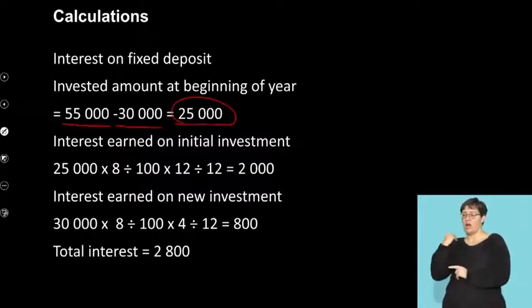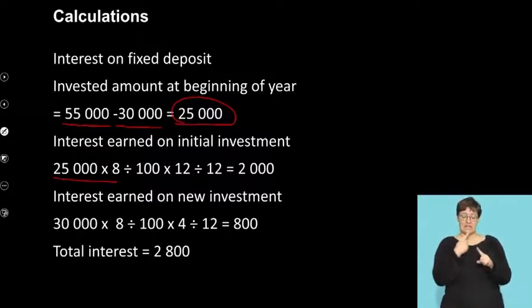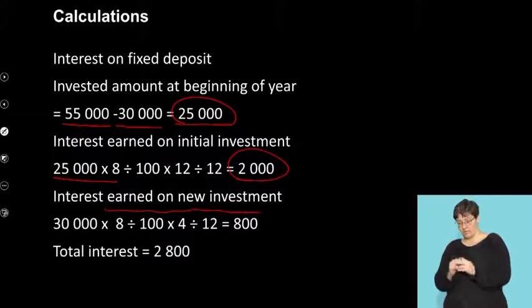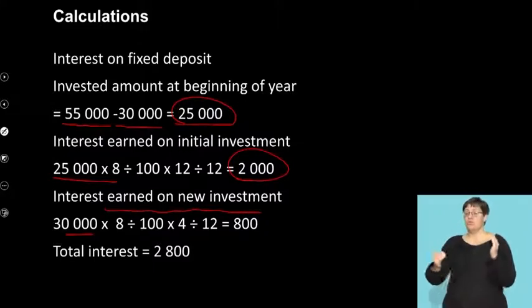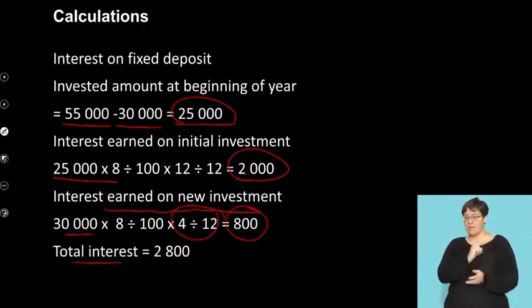So if we work out our interest on the initial investment, it's your 25,000 times 8 divided by 100 times 12 divided by 12. That's for the whole year. The interest earned on the new investment will be 30,000 times the 8%, which is 8 divided by 100, times 4, because it was only for 4 months, to give me a total of 800 Rand. So your total interest should be 2,800.